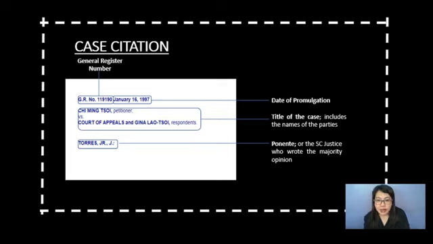So we now have an example. We have an example here, which is the case of Chi Ming Choi versus Court of Appeals and Gina Lao Choi. So, obviously, the petitioner is Chi Ming Choi and the respondents are the Court of Appeals and Gina Lao Choi. The GR number is 119190 and the case was promulgated on January 16, 1997. The name of the ponente, or the Supreme Court Justice who wrote the majority opinion, is also included.